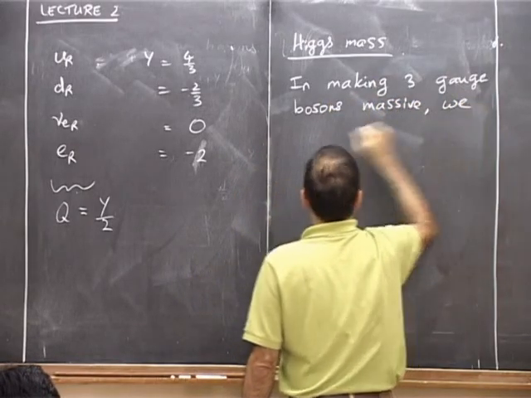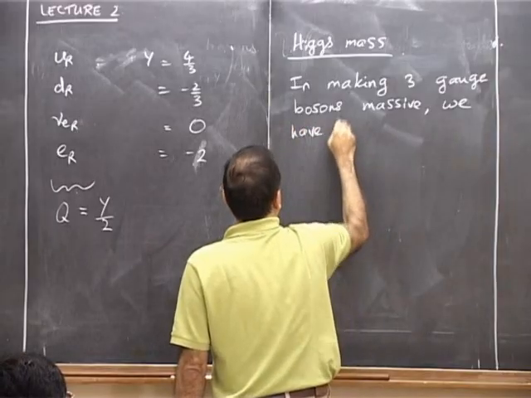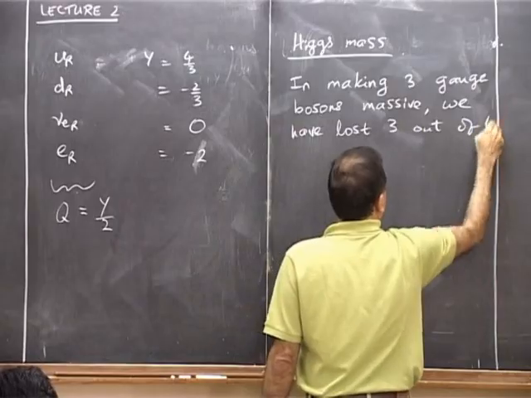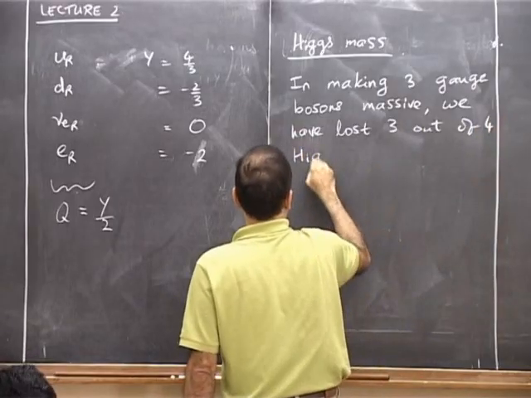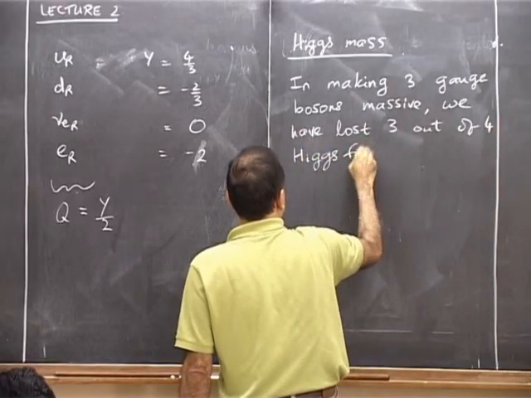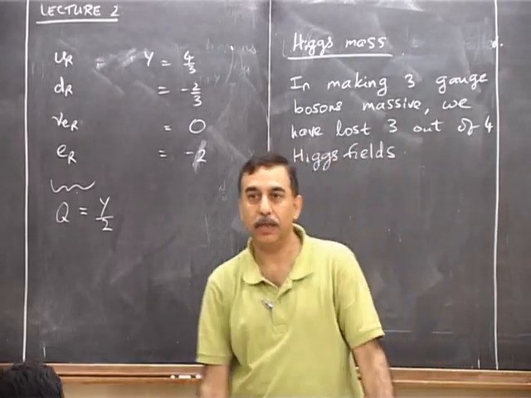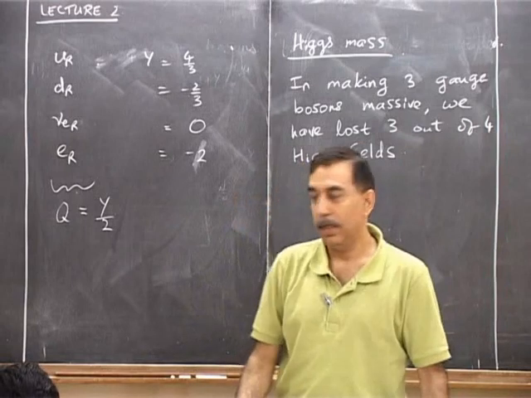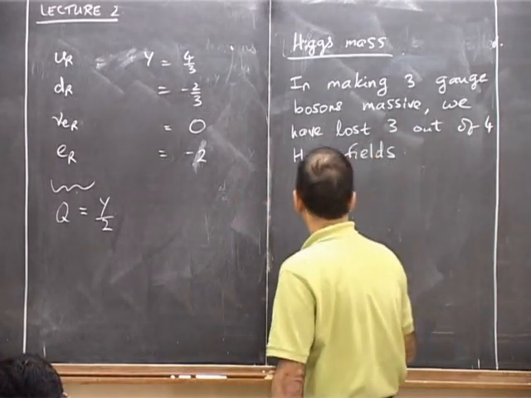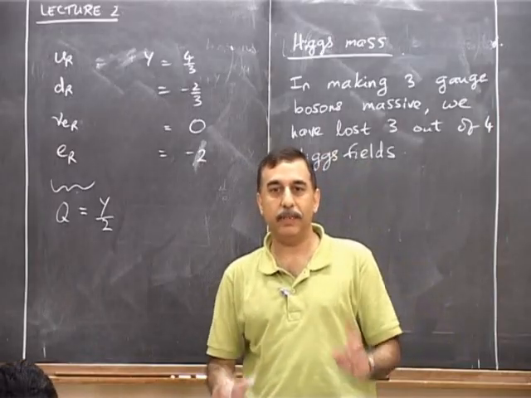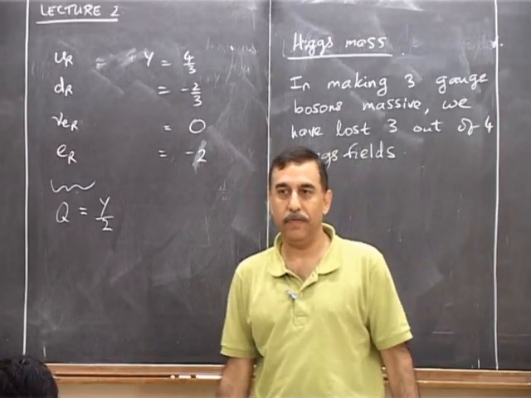we have lost 3 out of 4 Higgs fields. When we say we have lost, we mean that these do not correspond to any physical particles of the theory. Okay. Now then it's up to us to identify which is the one that is left. That means there is one real one left.